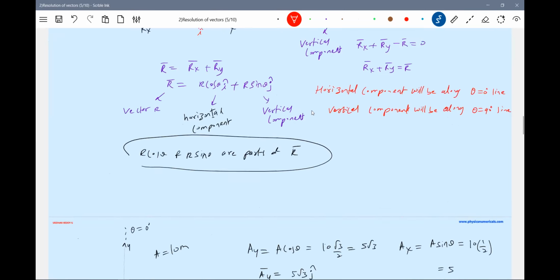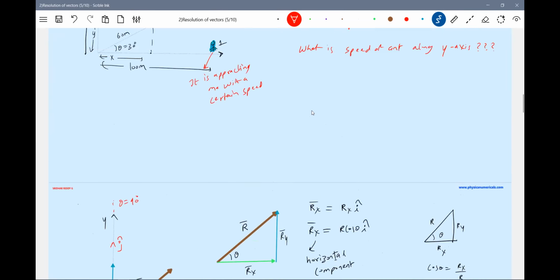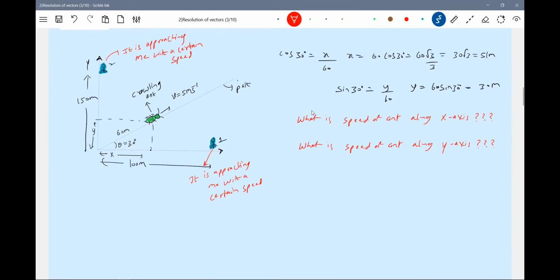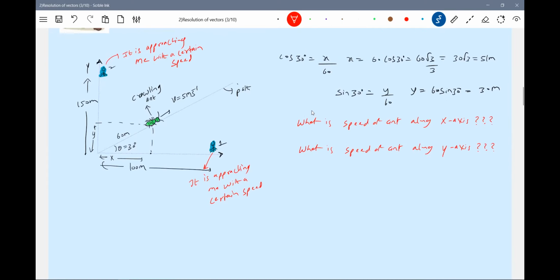Now our query was, what was the speed of the ant? Can we find this out? What is the speed of the ant as seen by person 1? With respect to person 1 means, what is the speed of the ant along the x-axis? See how I'm using 'along'. The ant is moving in a plane, but how much is the speed along the x-axis? So I'm just going to resolve v cos 30, v sin 30.